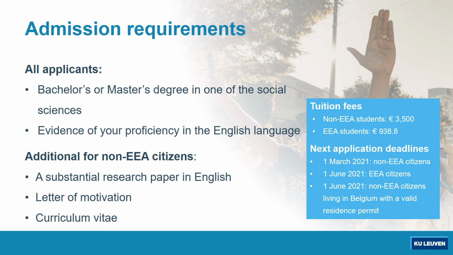Admission requirements. Everyone who wants to be admitted needs to have a bachelor's or a master's degree in one of the social sciences, so not necessarily sociology, and also needs to show evidence of proficiency in the English language. And then for applicants from outside Europe, there are three additional things. We want to receive a substantial research paper in English, we want a letter of motivation, and we want a CV.